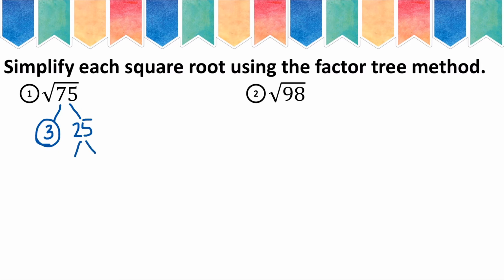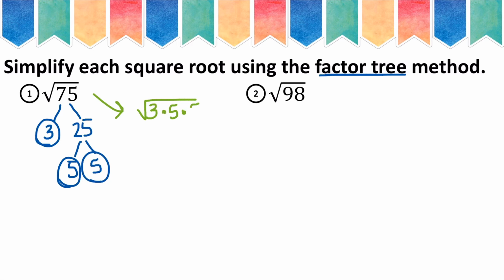However, if I think of 25, I could separate 25 into 5 and 5. And a 5 can only break up into 5 and 1, so I'm just going to leave it as a 5. So these three numbers, 3, 5, and 5, create our factor tree for 75. Instead of writing the square root of 75, I am now going to write the square root of 3 times 5 times 5 from these three numbers.